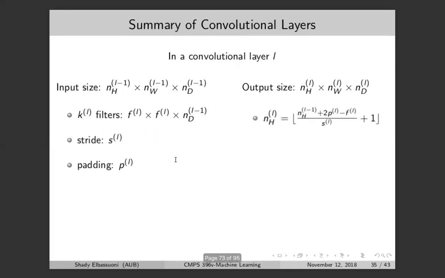Okay. Let's see the output size. So n height of L would be, based on our formula, the height of the input plus 2 P of L, the padding, minus F of L, over the stride, plus 1. Same thing for the width. Who can tell me the depth? What is n depth of L equal to?